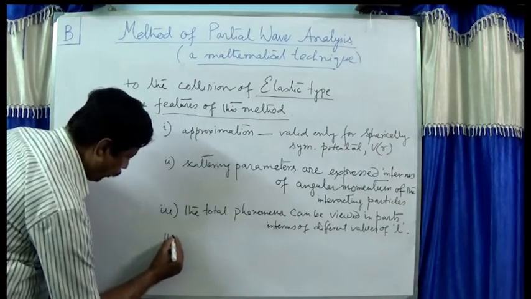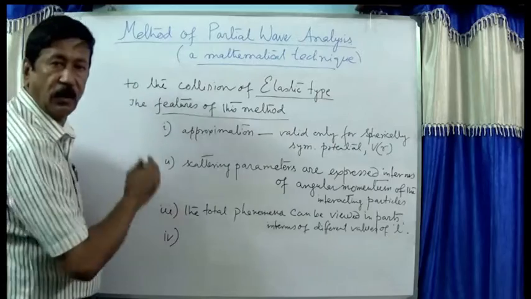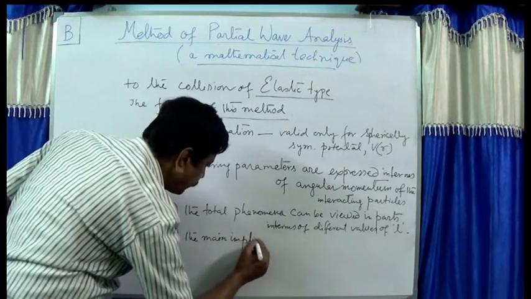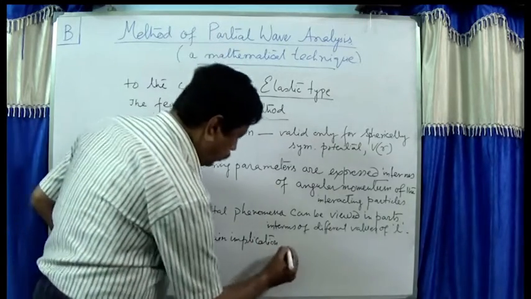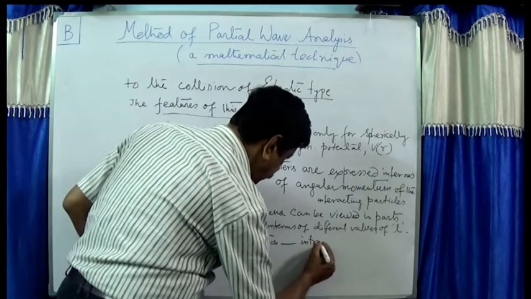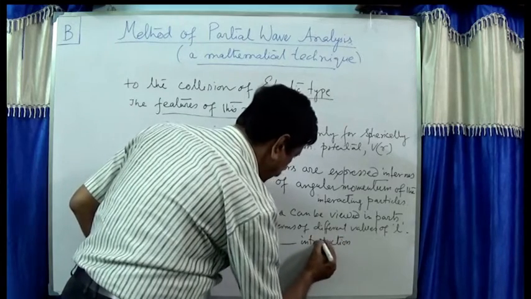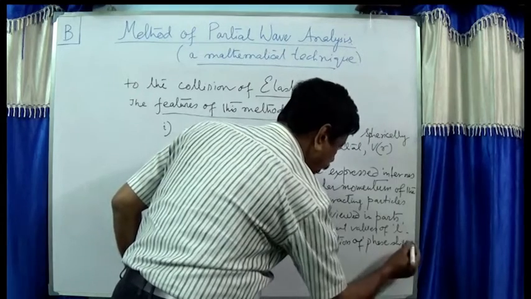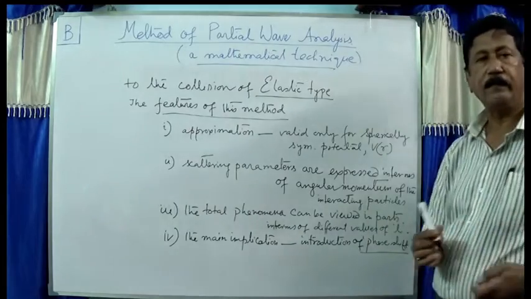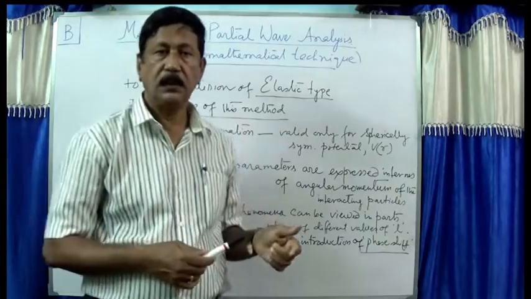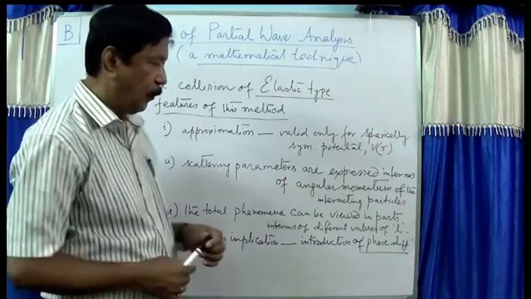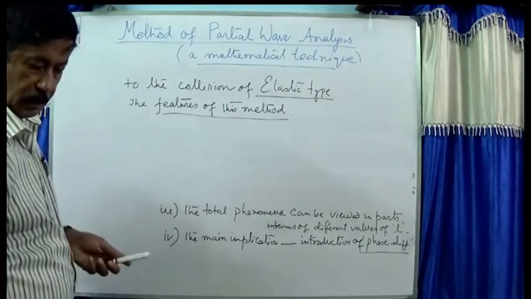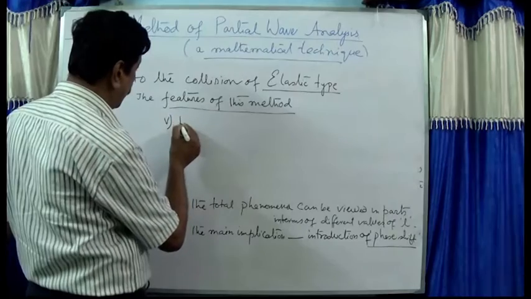Next, point 4. The main implication of this method is the introduction of phase shift, which will be suffered by the incident beam as a result of scattering or interaction with the potential. Our next point is point 5.